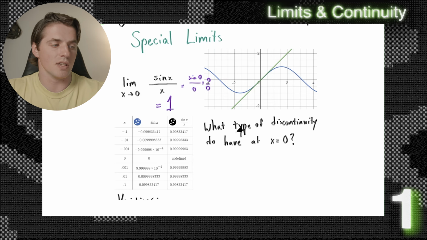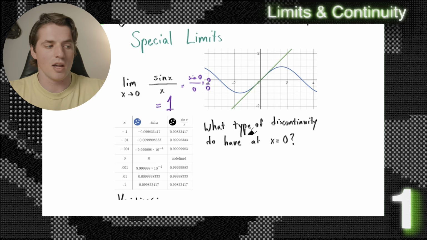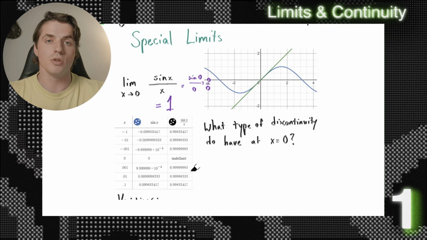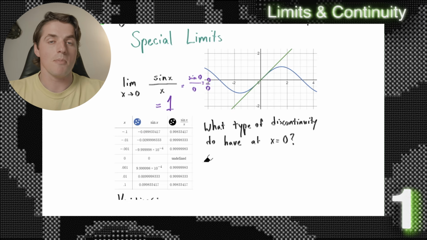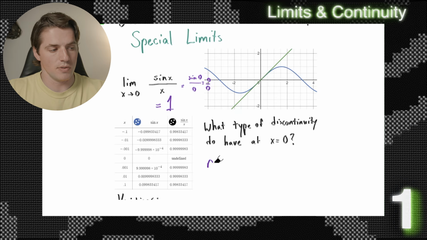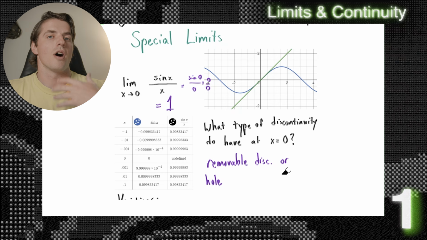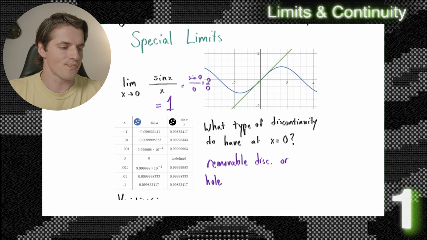But the question is, what type of discontinuity do we have at x equals 0? We're undefined, but we do have a limit. So that means that we have a removable discontinuity, or a hole, at x equals 0.